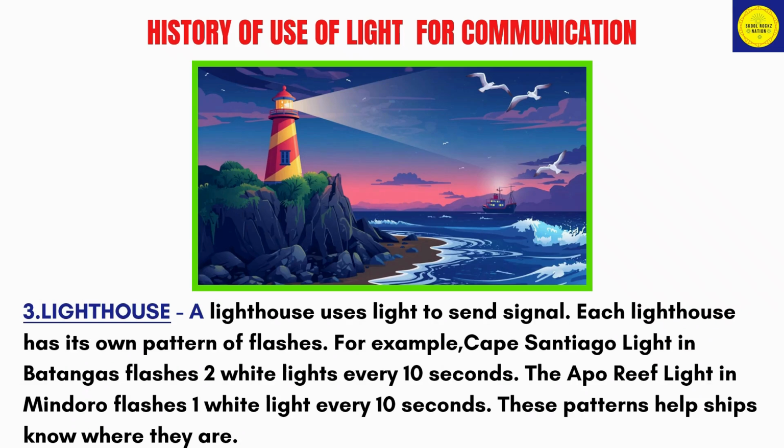3. Lighthouse. A lighthouse uses light to send signals. Each lighthouse has its own pattern of flashes. For example, Cape Santiago Light in Batangas flashes 2 white lights every 10 seconds. The Apo Reef Light in Mindoro flashes 1 white light every 10 seconds. These patterns help ships know where they are.